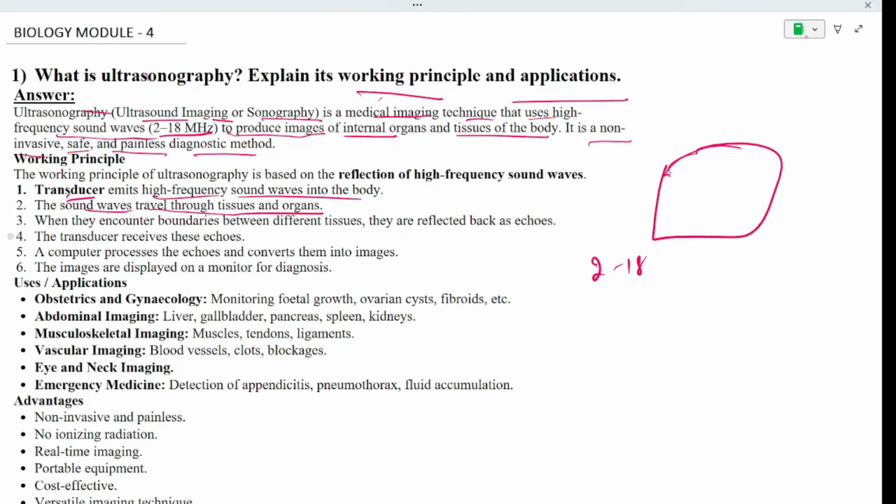Next, when they encounter boundaries between different tissues, they are reflected back as echoes. The transducer receives these echoes, and next the computer processes the echoes and converts them into images. The images are displayed on a monitor for diagnosis. They are displayed on a monitor and there will be a printout given, and it's not a normal sheet of paper, there'll be some specific sheet of paper. I hope you all know that.